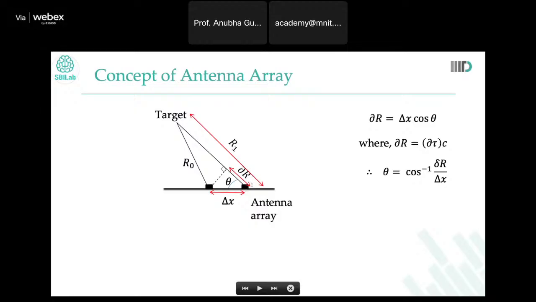Now, if we know this delta r, we can also look at this geometry. Delta x is the distance between two successive antenna elements. So that means that we can figure out what is this theta. So delta r is delta x into cos theta. Since we know delta x, we have computed delta r because we know delta tau. So that means that theta is equal to cos inverse of delta r by delta x. So this implies that if we place more than one antenna, we can figure out from which direction the target is located.